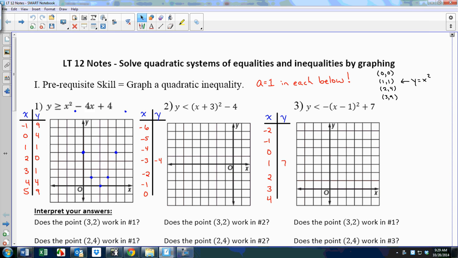All right, learning target 12, the last target of the unit, deals with systems. Systems, mainly quadratics, but every now and then there might be a linear involved in the system. But the front page of the notes is dedicated to systems of inequalities, and the back page is systems of equalities.